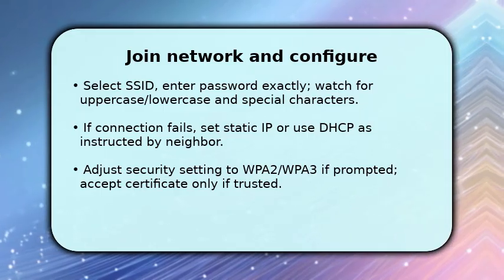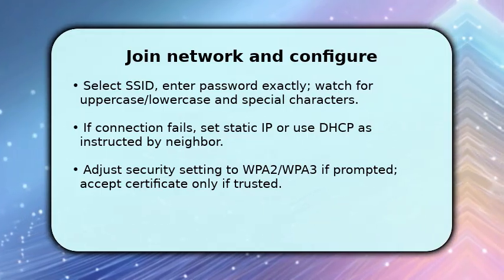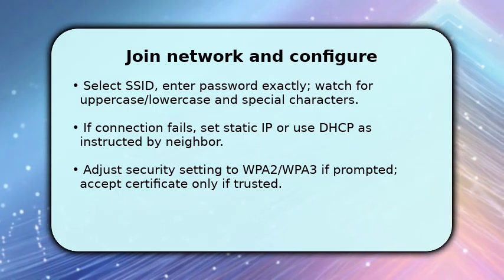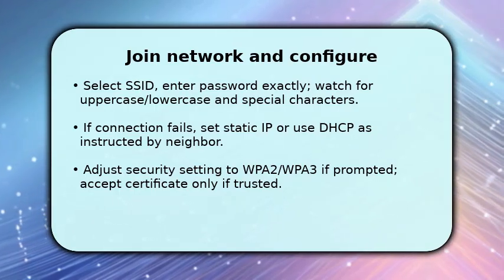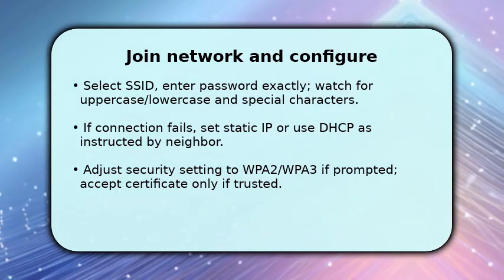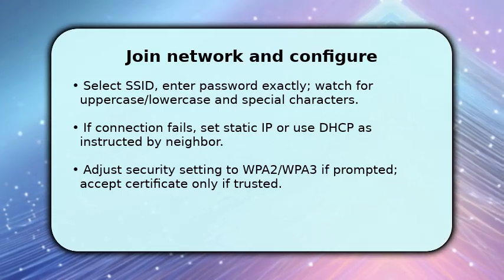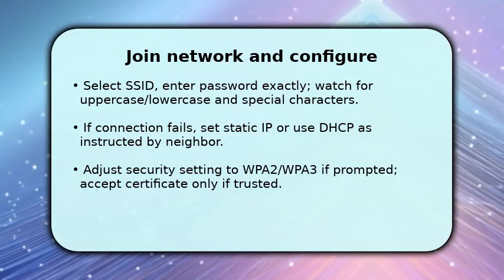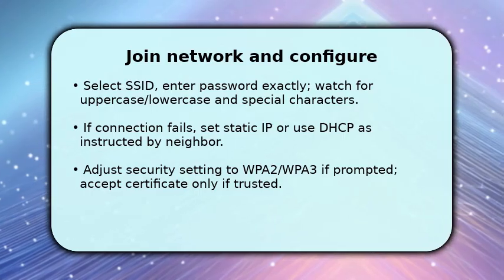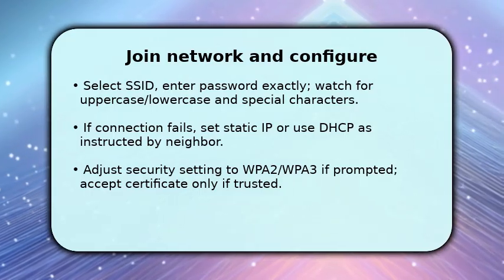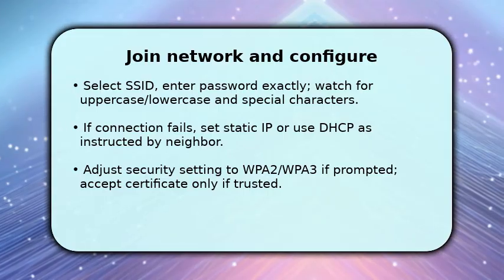If the device gets an IP conflict or no internet, switch between DHCP and a provided static IP. Your neighbor can give you an IP, gateway, and DNS to enter. Make sure the security protocol matches their router, WPA2 or WPA3. You should only accept a certificate prompt when the neighbor confirms it.